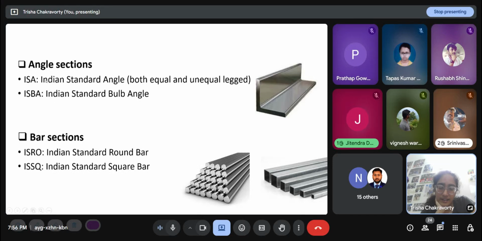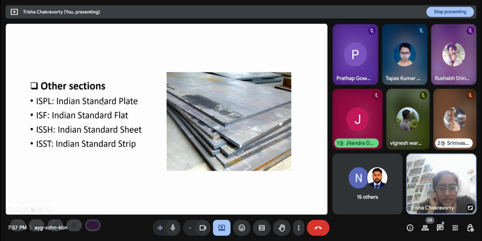Angle sections. Angles are ISA or Indian Standard Angle, both equal and unequal legged. So this length and this length are the legs basically. These two legs can be equal in dimension. They can also be different. ISBA is Indian Standard Bulb Angle. There is some kind of deformity in that bulb angle. We generally just use ISA. Bar sections ISRO, ISSQ. Other sections: Indian Standard Plate, Indian Standard Flats, Indian Standard Sheets and Strips.